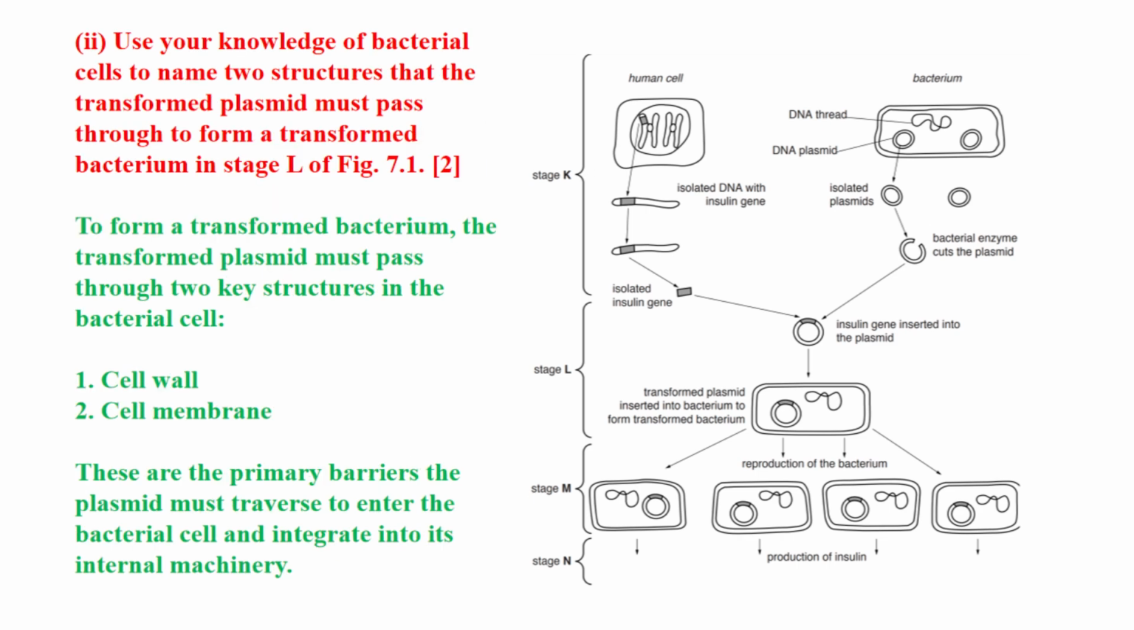Moving on to Part A, Part 2, we need to identify 2 structures the transformed plasmid must pass through to form a transformed bacterium. To form a transformed bacterium, the transformed plasmid must pass through 2 key structures in the bacterial cell. First, cell wall, and second, cell membrane. These are the primary barriers the plasmid must traverse to enter the bacterial cell and integrate into its internal machinery.